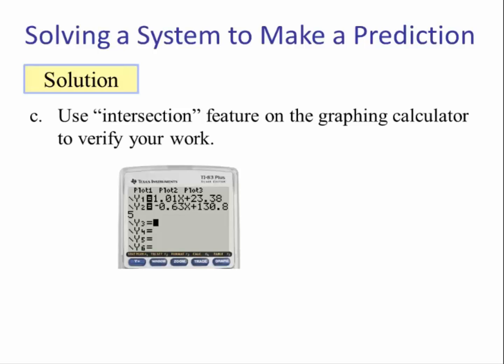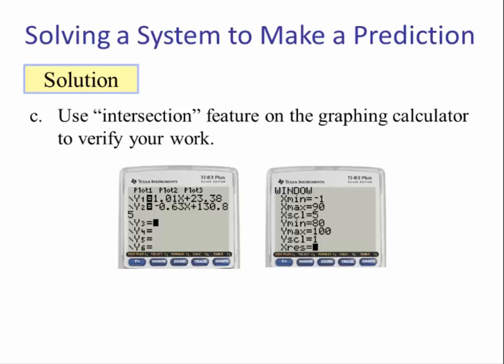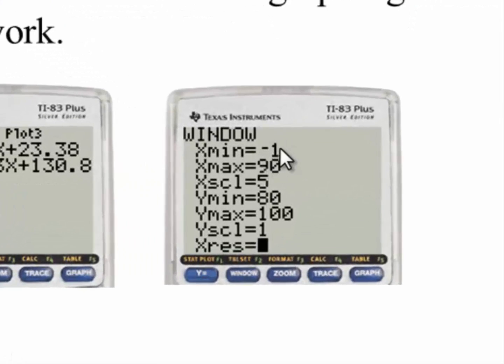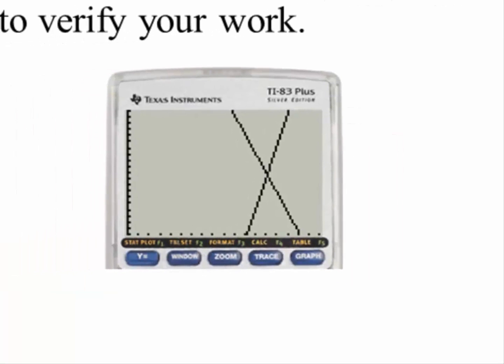C. We hit our y equals. We type in our equations for C of t and R of t. Hit window, and I'm using an x-min of negative 1 so I can see the y-axis, an x-max of 90 because I know that the x-coordinate is about 65. I want to count by fives. For the y-min and the y-max, I'm using 80 and 100 because the y-coordinate was close to 90. And I'm counting by ones for the y. I hit graph, and this is my graph.